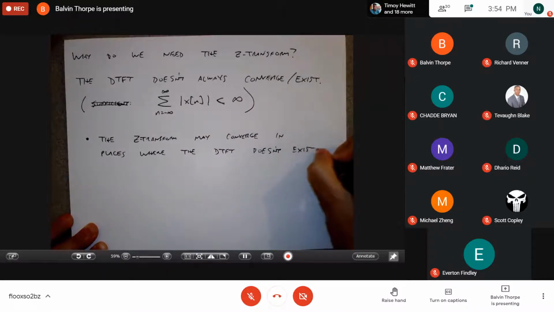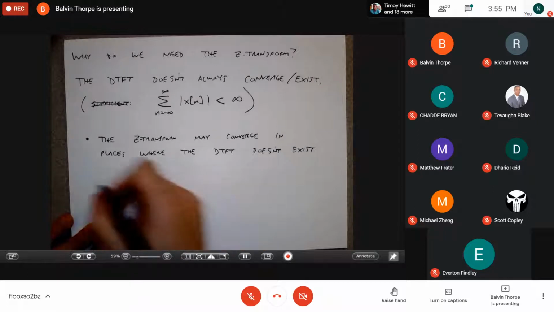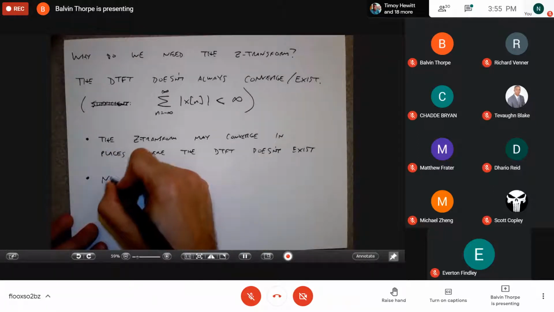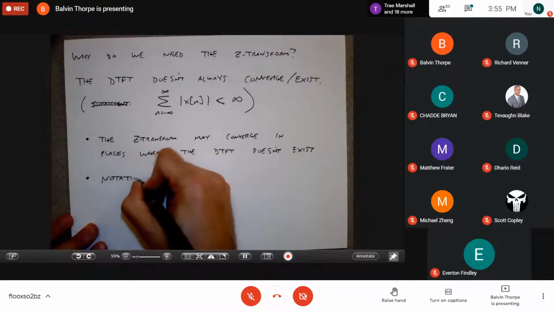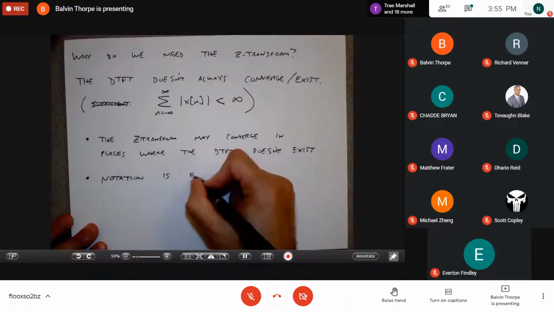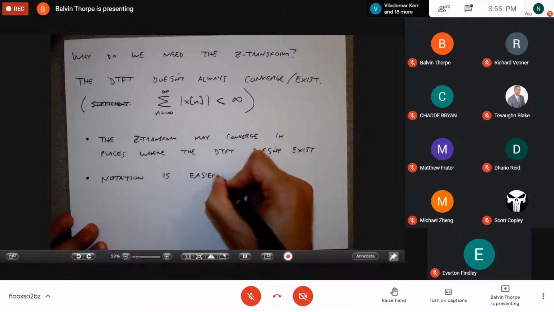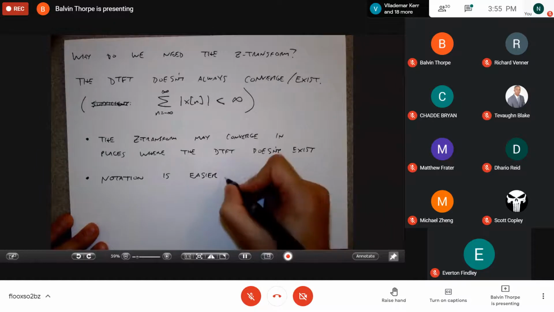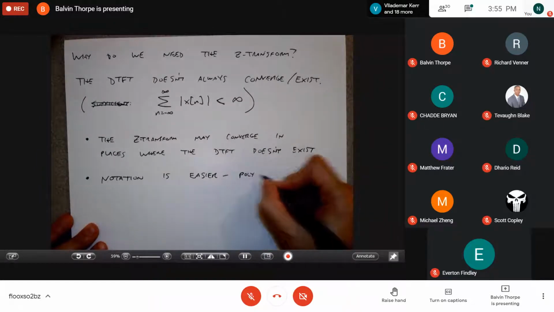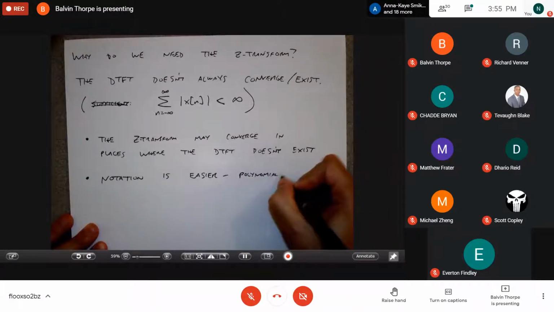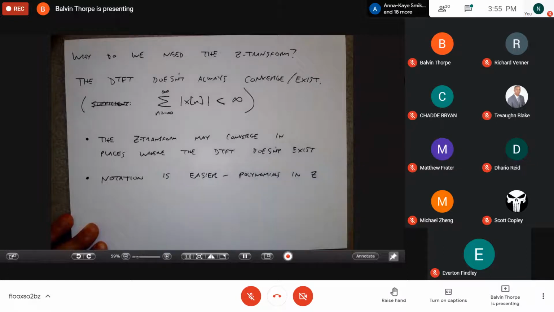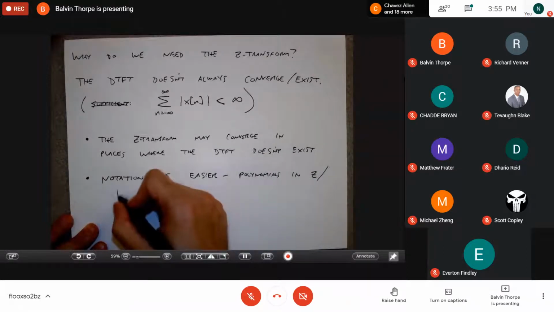So that's one important reason. One other reason, which is not really the best reason in the world, but it's good to keep in mind, is that the notation is generally easier. We get a lot of polynomials in Z, or we get rational functions of Z.